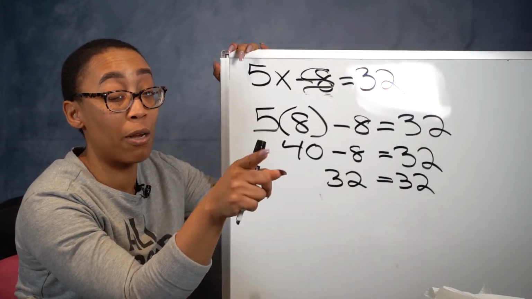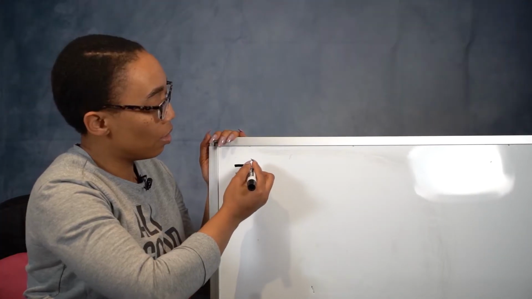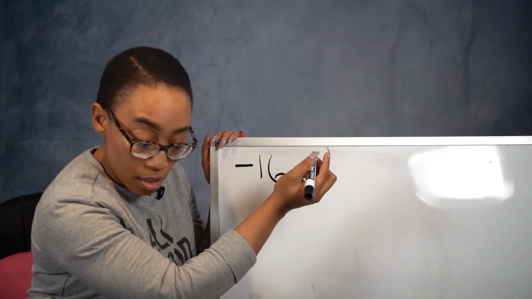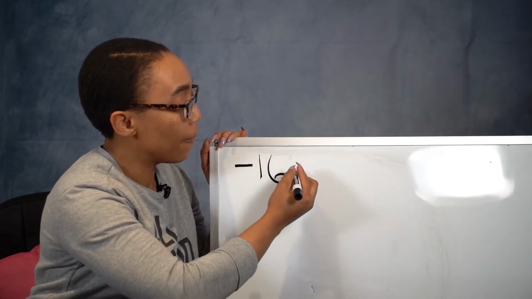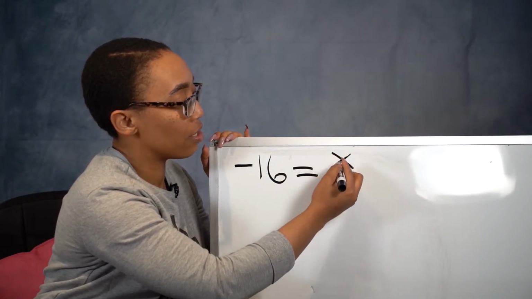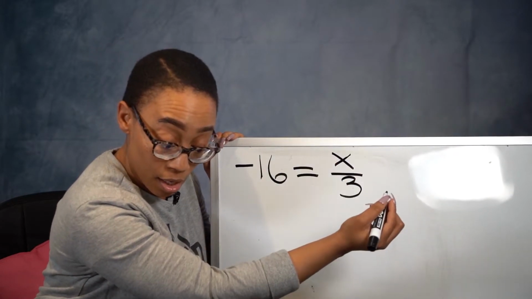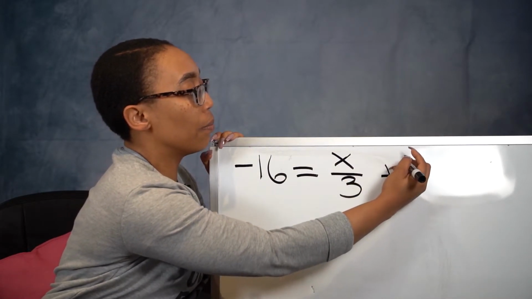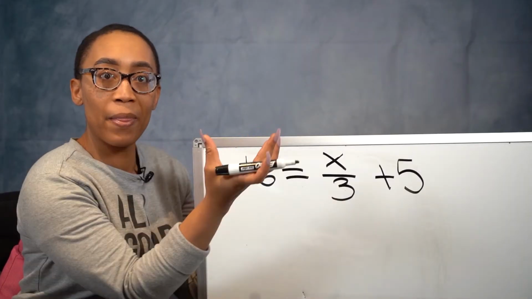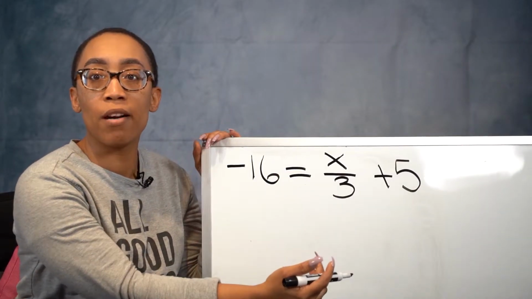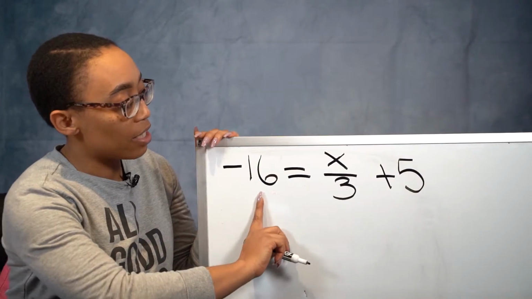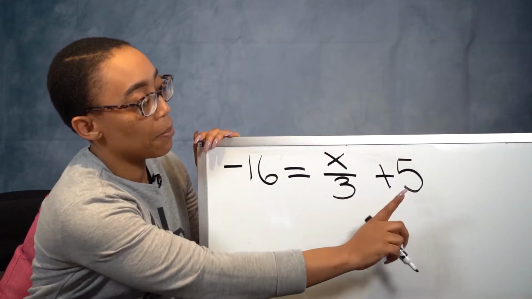Let me erase my board and we're going to do one more. This one is negative 16 equals x over 3 plus 5. Okay, so we are at our second problem. Our second problem is negative 16 equals x over 3 plus 5.